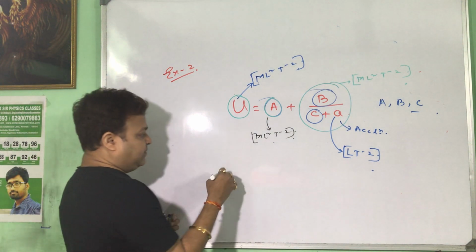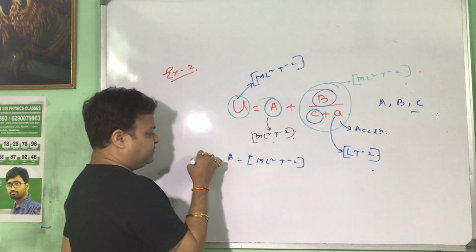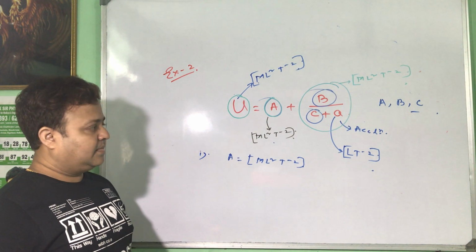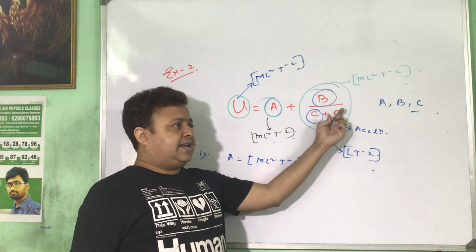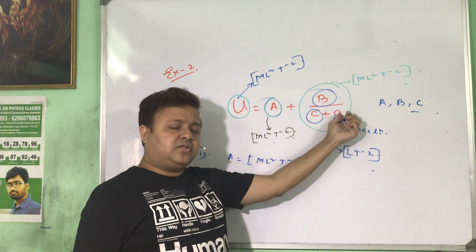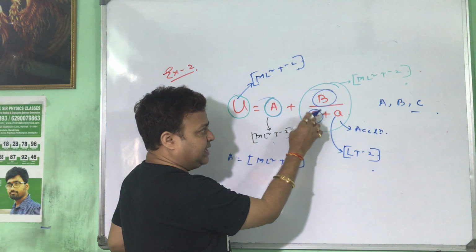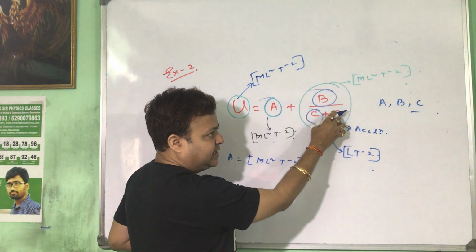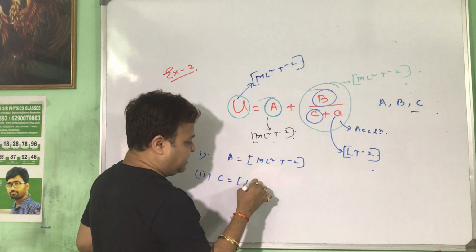Okay. So the dimension of A is ML²T⁻². That is the energy. Now C plus A, we can add the same dimensional quantity. So the dimension of C must be equal to the dimension of acceleration. According to the principle of homogeneity, we can add or subtract the same dimensional quantity. So the dimension of C must be equal to the acceleration, that is LT⁻².